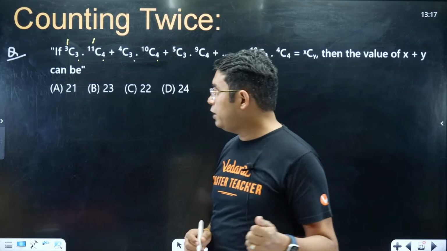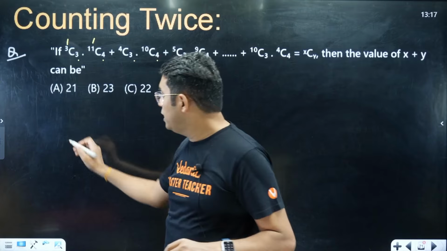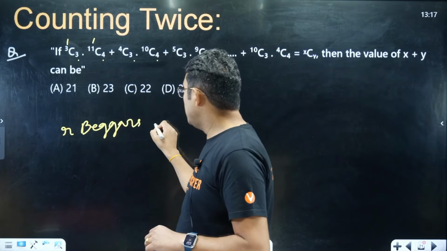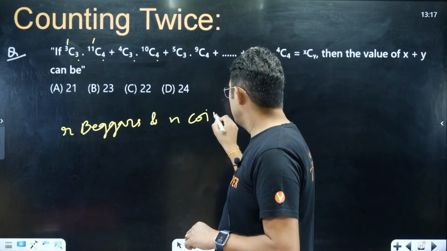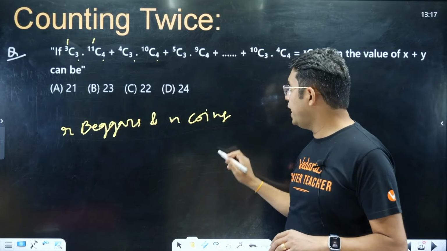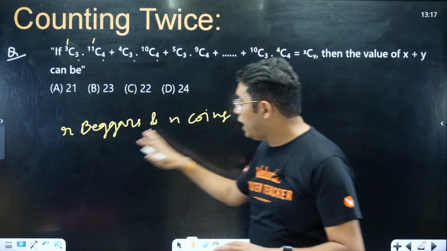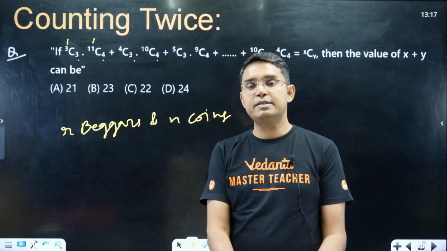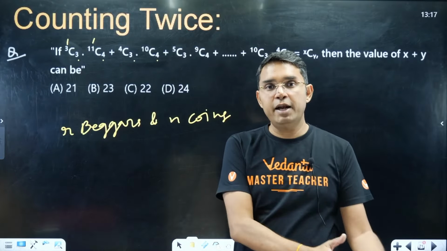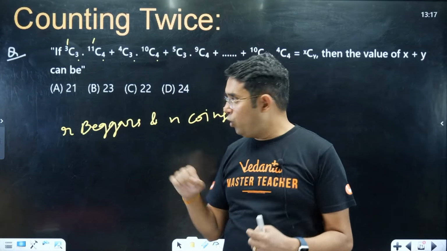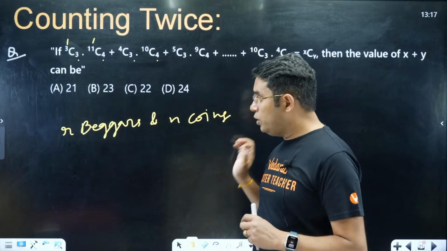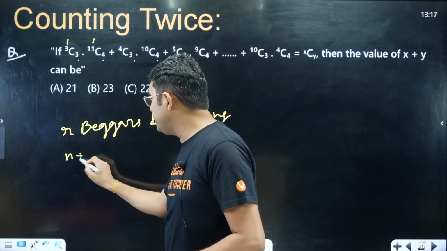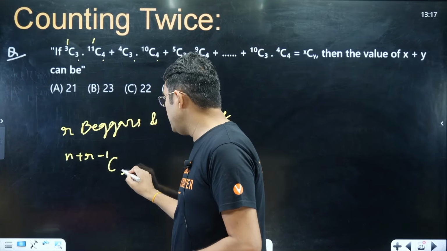But before that, let me tell you what is the beggar coin method. If you are having r beggars, okay, and n coins, n coins means n identical coins. Okay, so r beggars, n coins, and there's no condition that any number of beggars may not be given any coin. Maybe you can give all the coins to one beggar. The only condition is that you have to distribute all the n coins. I think there is a direct result, and that is n plus r minus 1 C r minus 1.